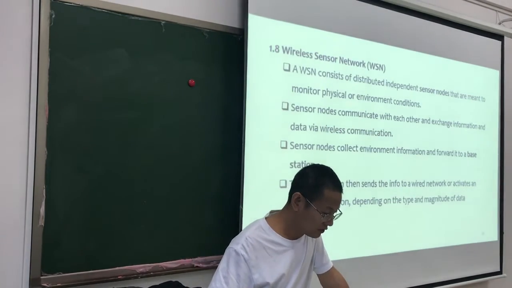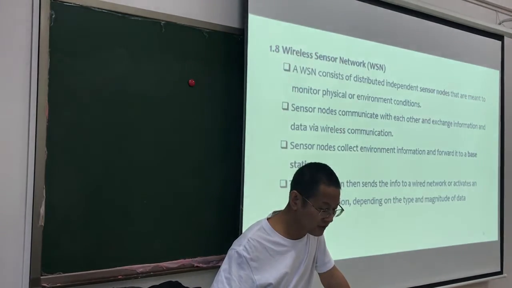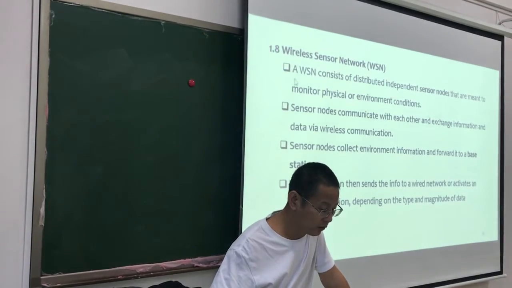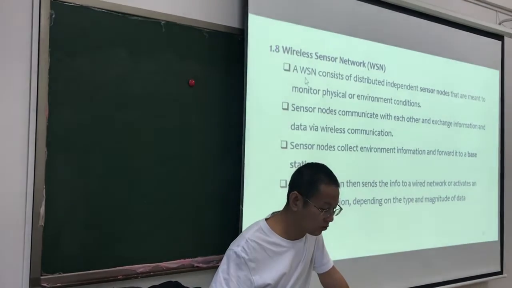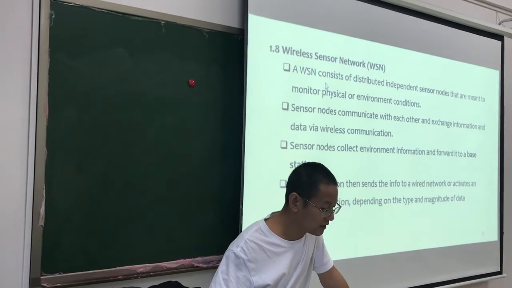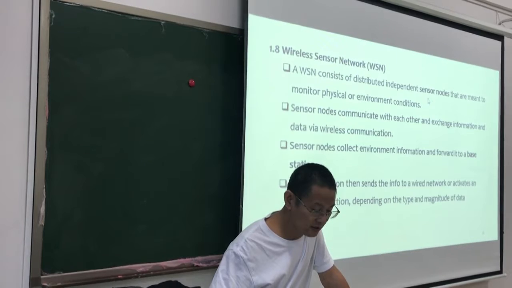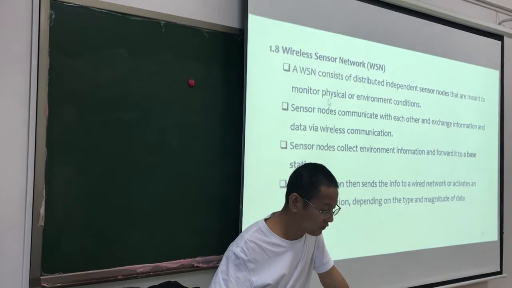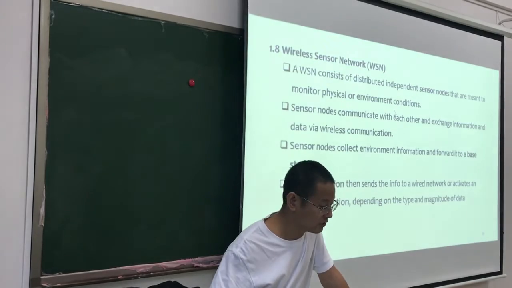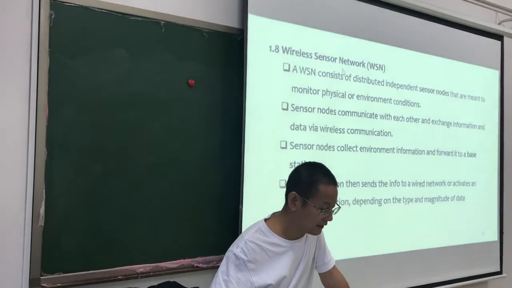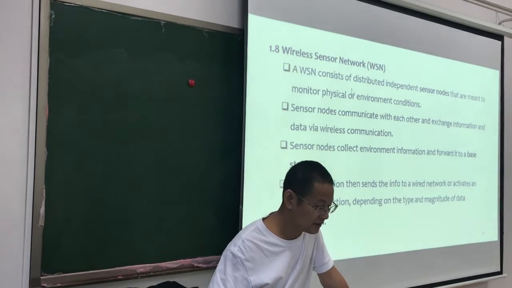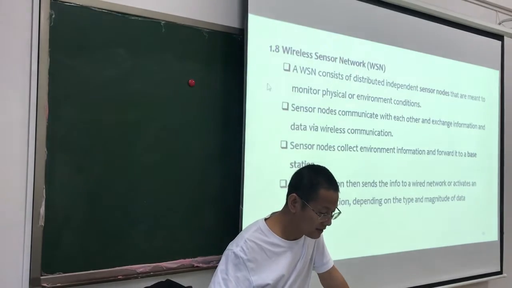Next, we introduce the wireless sensor network. A wireless sensor network, WSN, consists of distributed independent sensor nodes that are meant to monitor physical or environmental conditions. A wireless sensor network consists of many sensor nodes.